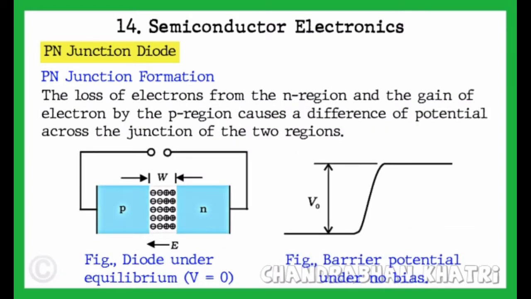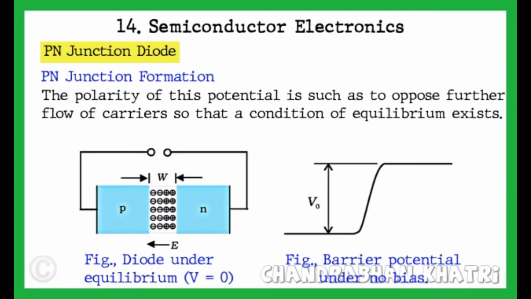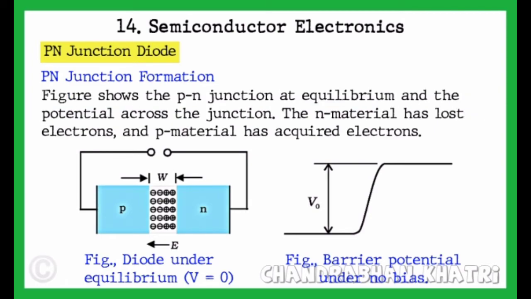The loss of electrons from the N region and gain of electrons by the P region causes a difference of potential across the junction of the two regions. The polarity of this potential is such as to oppose further flow of carriers so that a condition of equilibrium exists. The figure shows the PN junction at equilibrium and the potential across the junction.